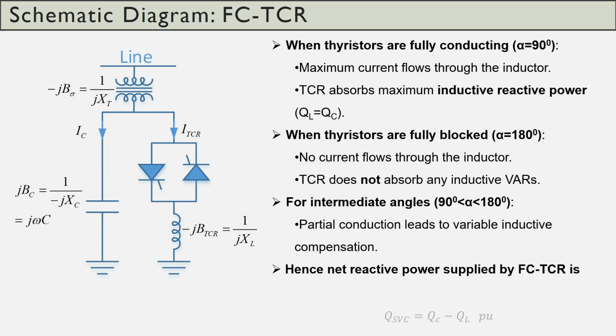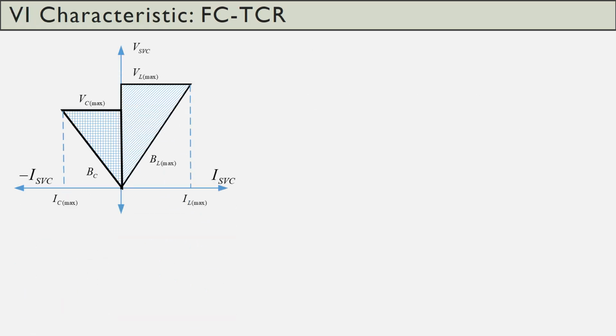Hence the total reactive power supplied by the SVC is equal to QC minus QL, where QL is a function of firing angle alpha. Now, let us study the VI characteristics of FC-TCR. In this VI characteristics, if you observe, ISVC is taken on this axis, VSVC is taken on this axis. This is the BL max line. This entire area which is shown here is controlled by the TCR, whereas the fixed capacitor will work only on this line, not on this area.